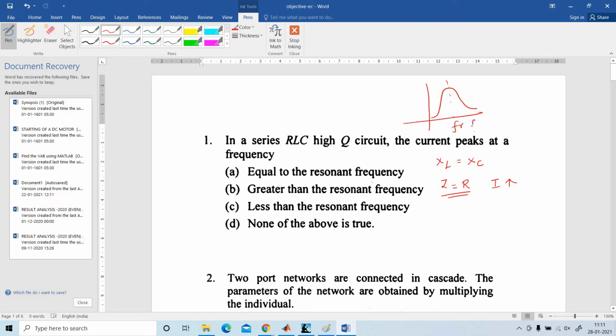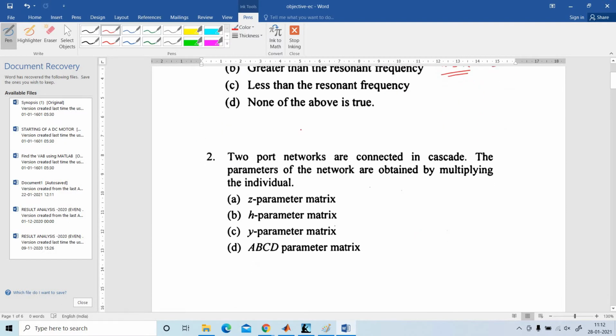Here, FR is the resonant frequency. This is the lower cutoff and this is the upper cutoff frequency. In the y-axis, we have impedance Z as well as current I. Impedance is less but the current is maximum. The answer for this one is equal to the resonant frequency. Next problem.